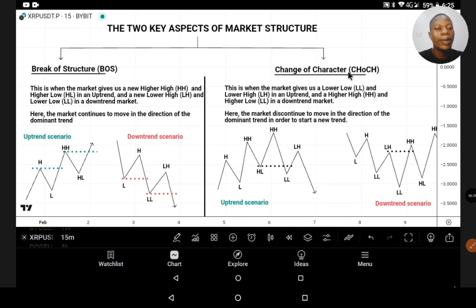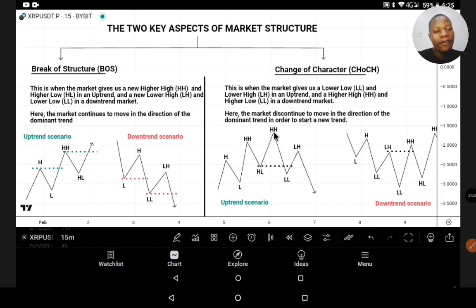So now let's talk about change of character. I said change of character is when the market discontinues from its dominant direction. It gives us a sign that it's about to change the direction of movement. So you can see the market here is in an uptrend. It has given us a high and a higher high. So we expected that after this new higher high, the market should give us a higher low and then give us a new high in order to continue in the uptrend direction.